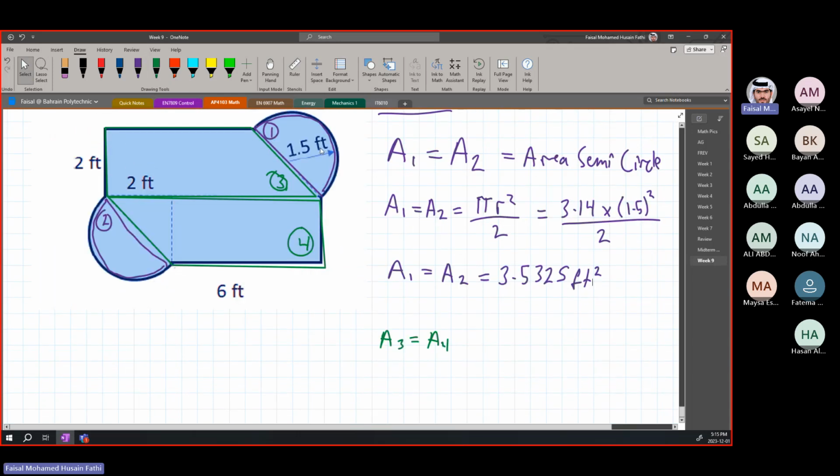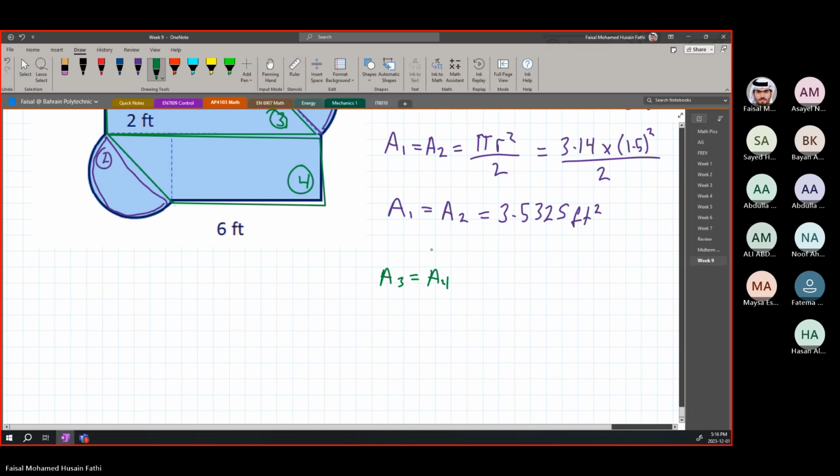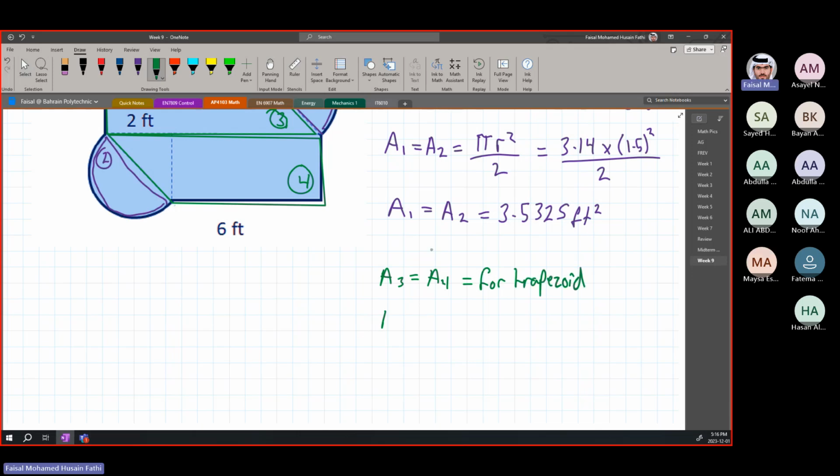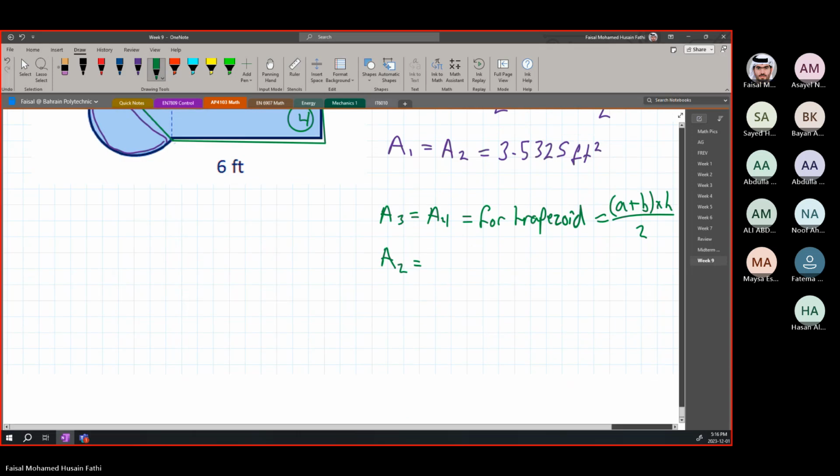Remember that this is just for one area, so we're going to have to use it twice later on, and I will show you how. But let's first find the area of the trapezoid. Area, so this is for the trapezoid. The area of a trapezoid is A plus B times H all over 2. A plus B, what is our A, what is our B? If we draw the shape, let's draw the shape first.